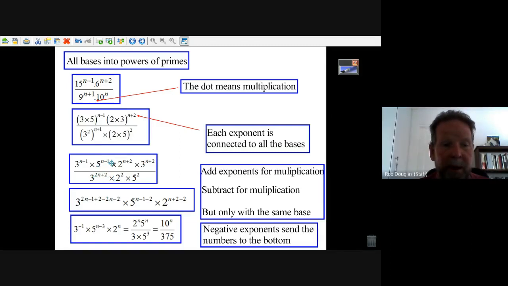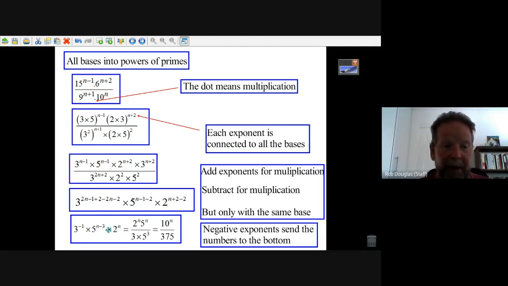n minus 1 minus 2. You're subtracting because you're dividing here, see? And then n plus 2, and you subtract 2. Well, that's going to be your answer. You just have to work it out. 2n minus 2n, the n's are gone. 2 minus 2, that's gone. So you just have a minus 1 there. Here you've got n minus 3, and 2 minus 2 is gone, just 2 to the n.